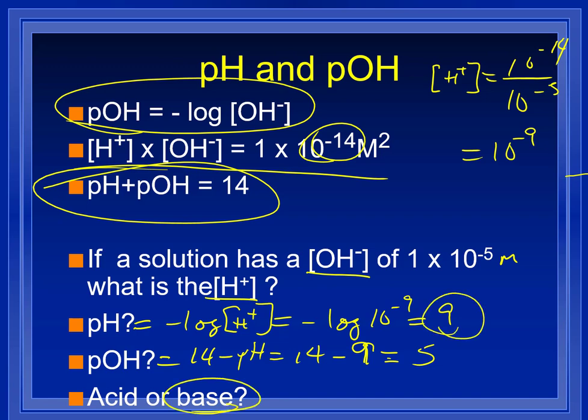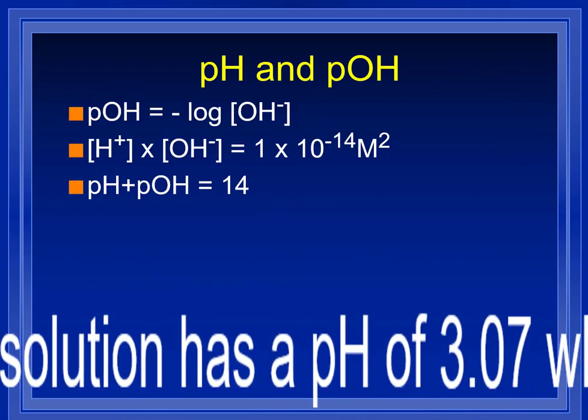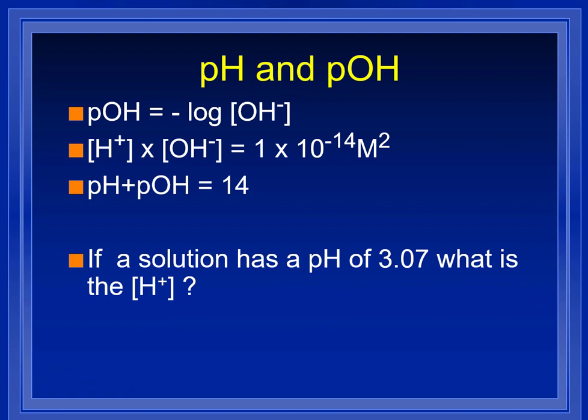So notice how focusing on just one side of it makes it really easy to pick which one's the acid or the base. Trying to think about all the numbers at the same time, you get confused. Focus on H's and pH's, and you should be okay. Notice I haven't picked up a calculator yet. So now let's figure out how to do the same kind of problems when I need a calculator. A solution has a pH of 3.07. What is the H plus concentration?